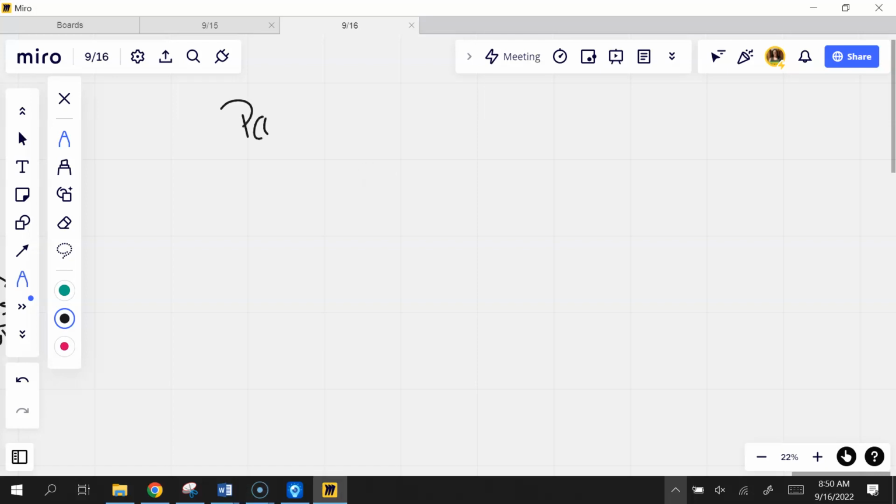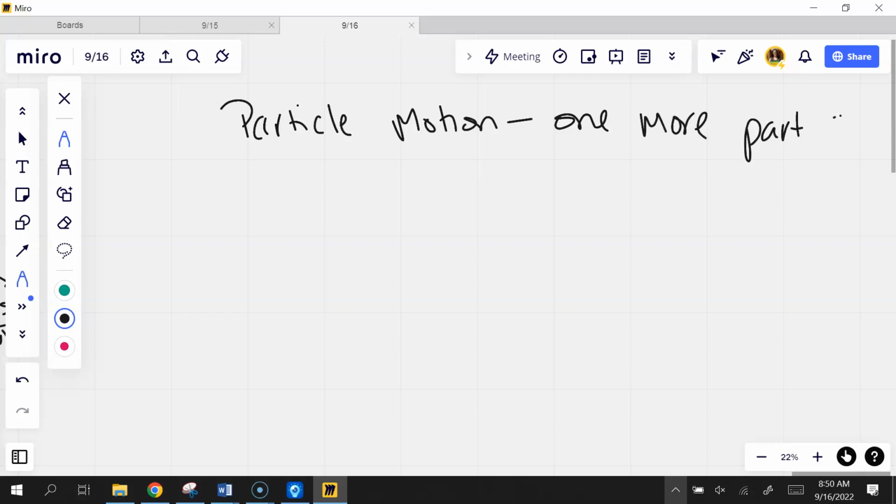We're back to particle motion for just a bit. One more part. We'll be back to, we'll call it PVA. Yeah, just one more part. Okay, so we start with position, right?